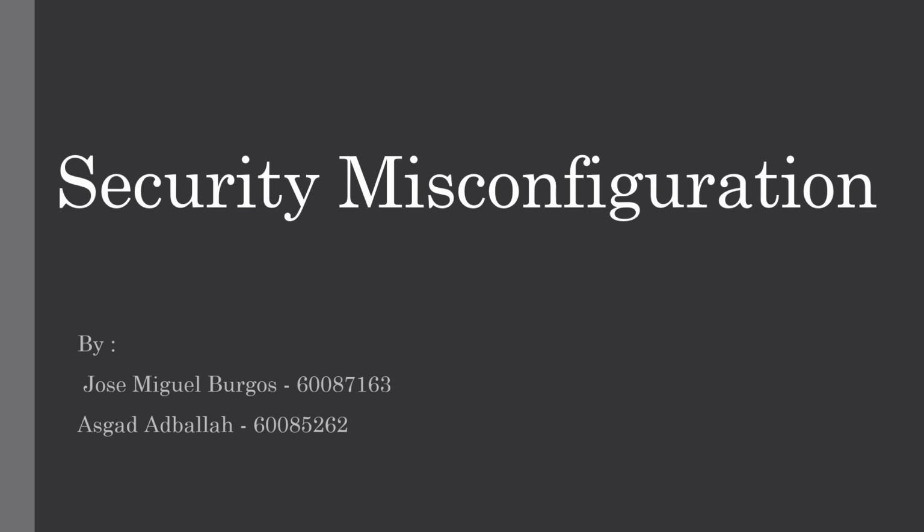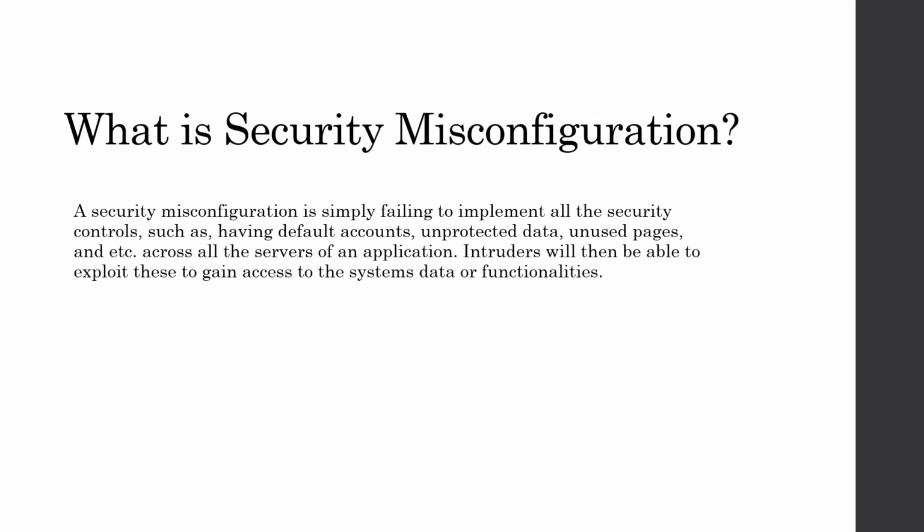Today we are going to talk about security misconfiguration, number 6 in the OWASP top 10. To start up, what is security misconfiguration? A security misconfiguration is simply failing to implement all the security controls, such as having default accounts, unprotected data, unused pages, and etc. across all the servers of an application. Intruders will then be able to exploit these to gain access to the system data or functionalities.